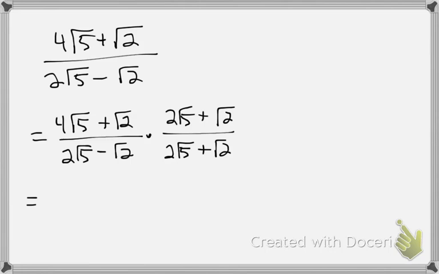So up top, that's 8 times 5, which is 40. That's your first. Plus 4 square root of 10. That's your outside. Plus 2 square root of 10. That's your inside. Plus 2, that's your last. Everybody on board? Right.